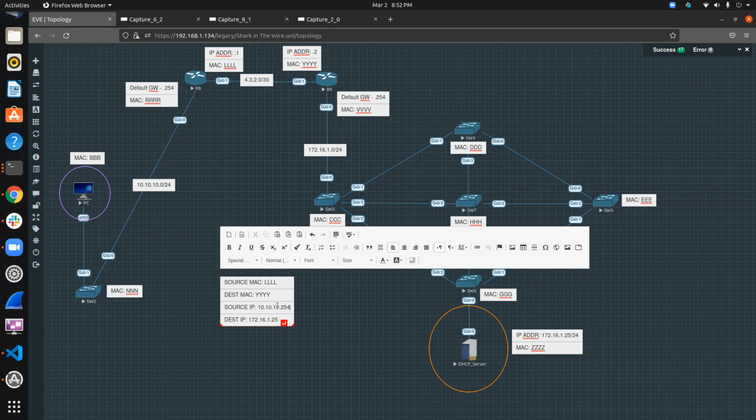So remember, rule of thumb: layer 3 will never change. Layer 2 will always change per device, or the technical term is per hop. Layer 2 will change per hop. With that being said, remember my original question: how is the packet going to look leaving R9 and heading towards the DHCP server? What is the source MAC address and what's the destination MAC address? So the source will be VVVV, and the destination will be CCC.